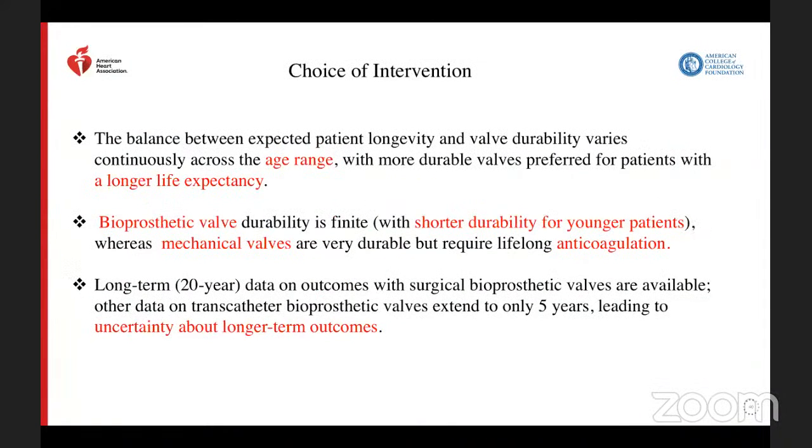So for the choice of intervention, the balance between expected patient longevity and valve durability varies continuously across the age range, with a more durable valve preferred for patients with a longer life expectancy. Bioprosthetic valve durability is finite, with shorter durability for younger patients, whereas mechanical valves are very durable but require lifelong anticoagulation. Long-term 20-year data on outcomes with surgical bioprosthetic valves are available. Data on transcatheter bioprosthetic valves extend to only 5 years, leading to uncertainty about longer-term outcomes.